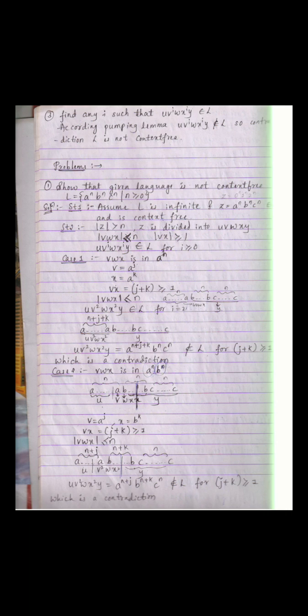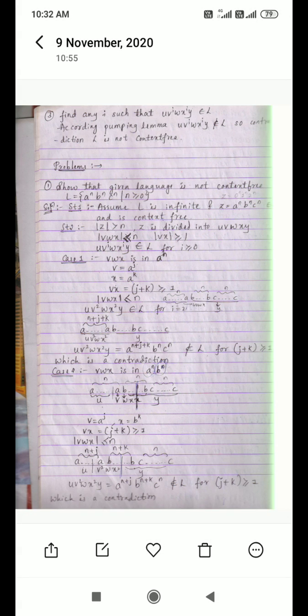In the first case, you assume that v is a's and x is also a's, so vwx lies within a raised to n. The string has n a's, n b's, n c's, and you select vwx as part of the a's. Then my v value is a raised to j, and x value is a raised to k.